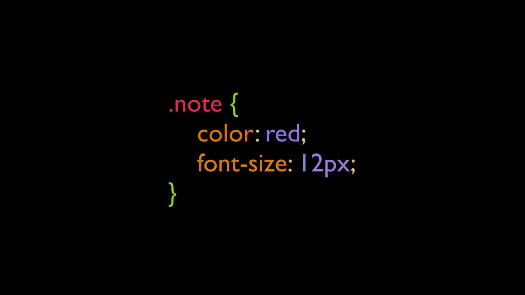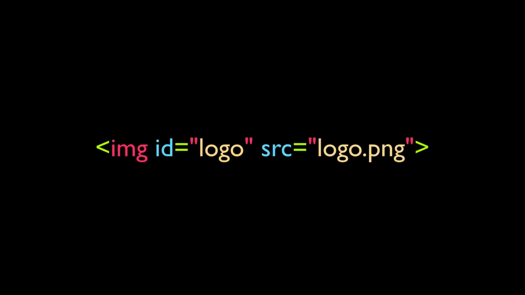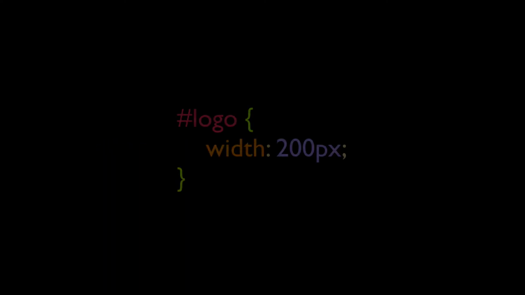IDs are used in a similar fashion. The difference is an ID must be unique, meaning it can only be used once for a single element within a single document. To select an element by ID in your CSS, you use the pound sign followed by the name of the ID you wish to select. We'll stick to using element and class selectors in this course, but be aware you may see IDs used from time to time when working on a different codebase.